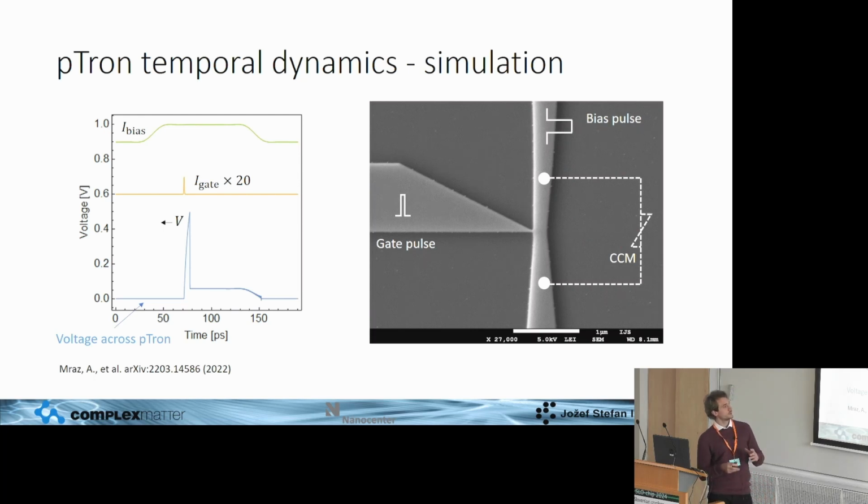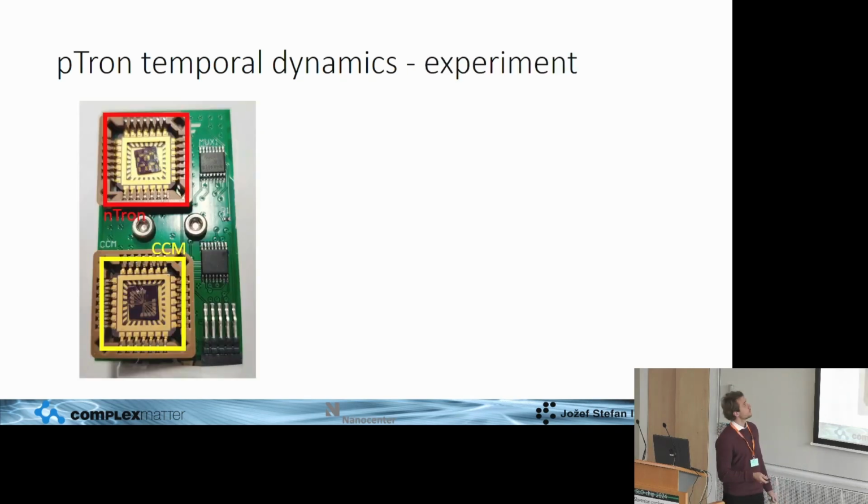At that point, the device switches from high resistance state to low resistance state, which we can observe by the drop in voltage here across the device. And it stays at that level until the end of the bias pulse, when the device is actually ready to be switched, to be triggered again. Okay, so these are the simulations. Let's look at some experimental results as well.